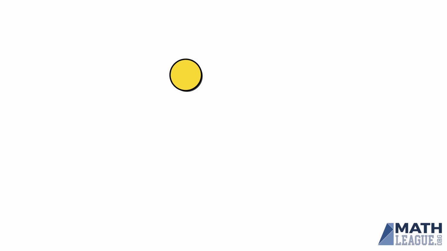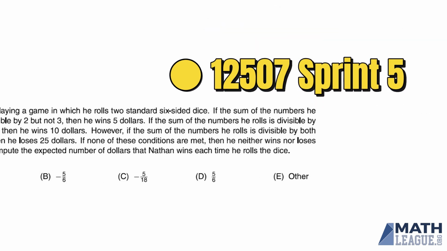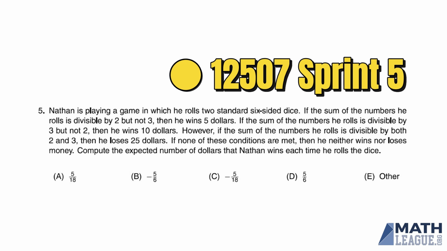My name is Ian, and today we're going to be going over sprint number 5 from our 12507 release. Sprint number 5 reads: Nathan is playing a game in which he rolls 2 standard 6-sided dice.